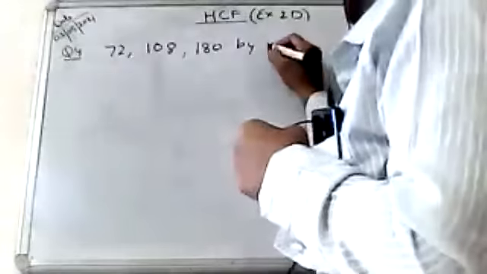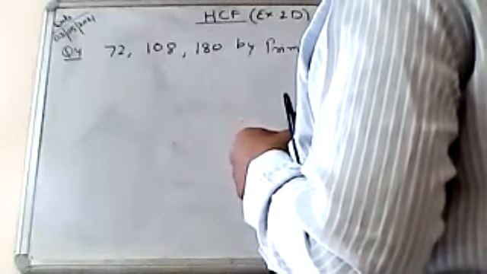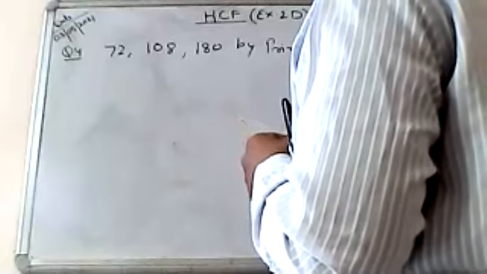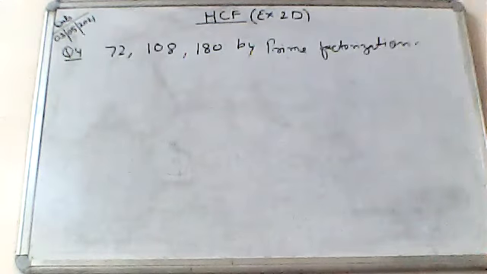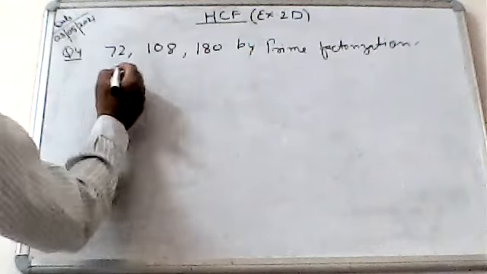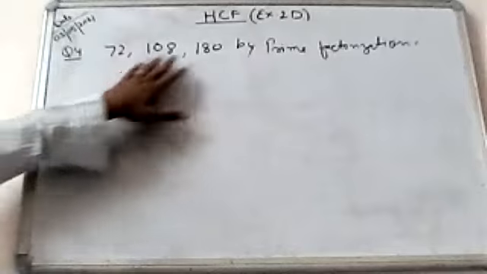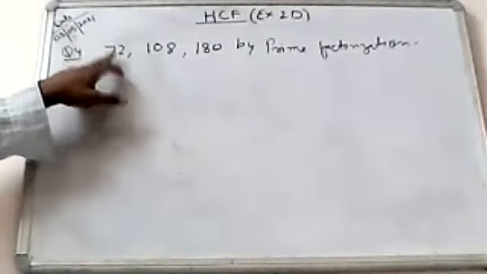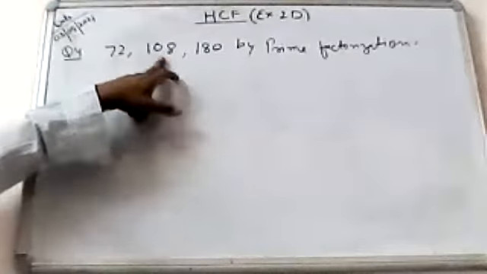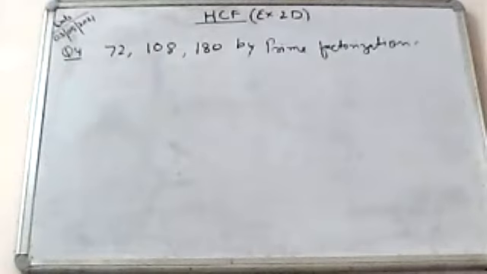By prime factorization. First of all, we have to take the prime factors of all 3 one by one, separately. First, I'm going to take the prime factors of 72, then 108, then 180. Then we have to choose the highest common factor, so that will be the HCF of the numbers.